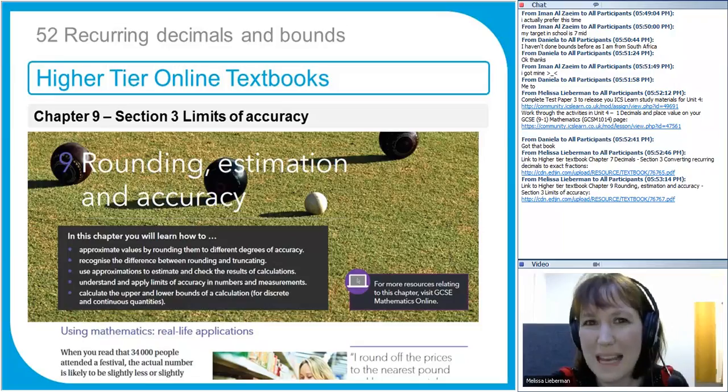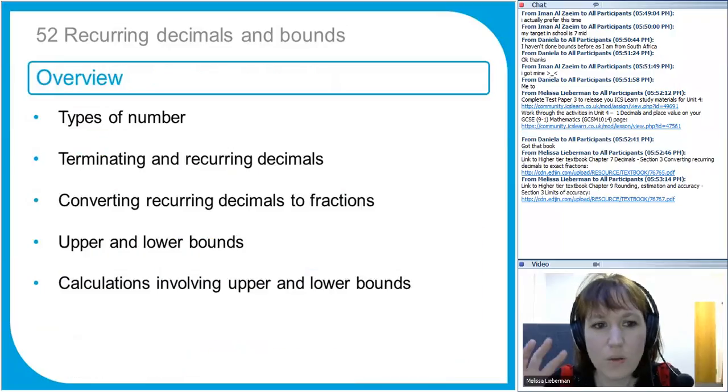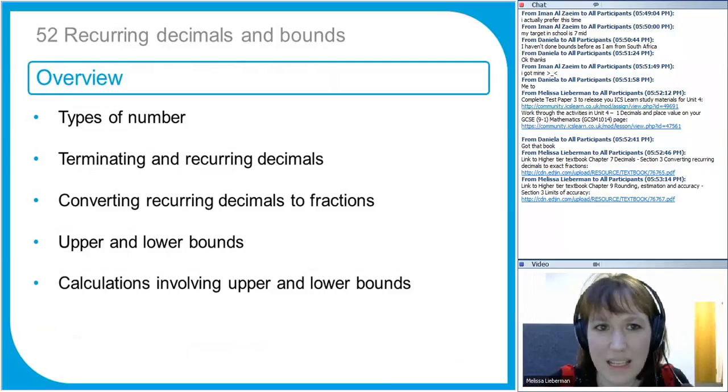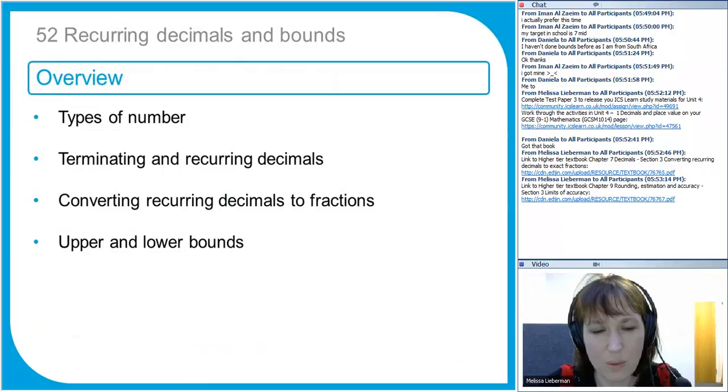Some of my lessons, because I'm trying to fit them all into 1 hour, might be a little bit bitty. So I'm really covering two separate things here, but they're related, and you'll see why in a moment. So an overview of what I'm going to be covering this lesson. Types of number, you don't need to be worried about learning these. It's just to show you how it fits into context. So I'm going to talk about terminating recurring decimals, and then we'll look at error intervals and see what that's all about.